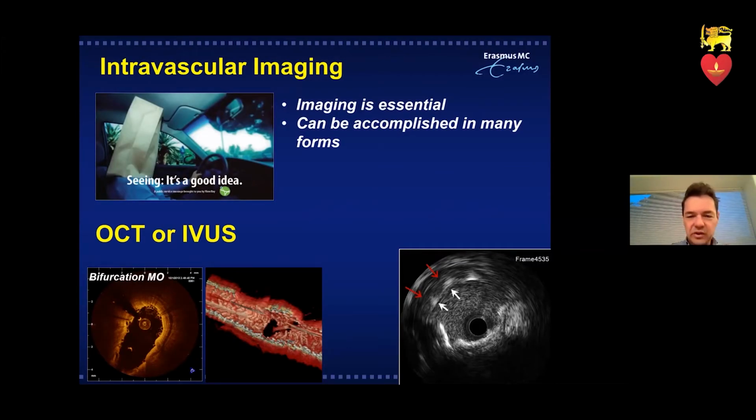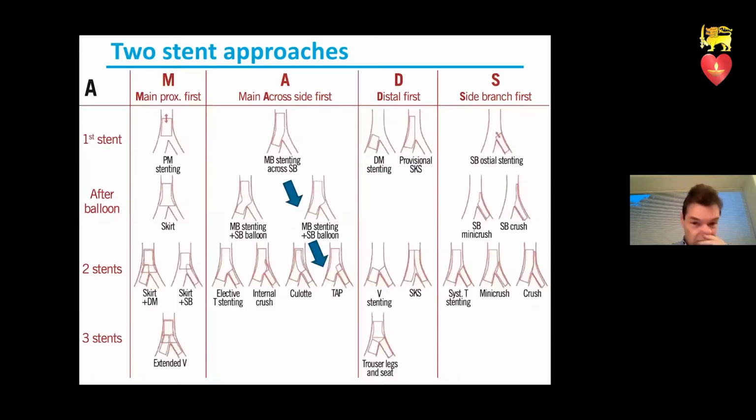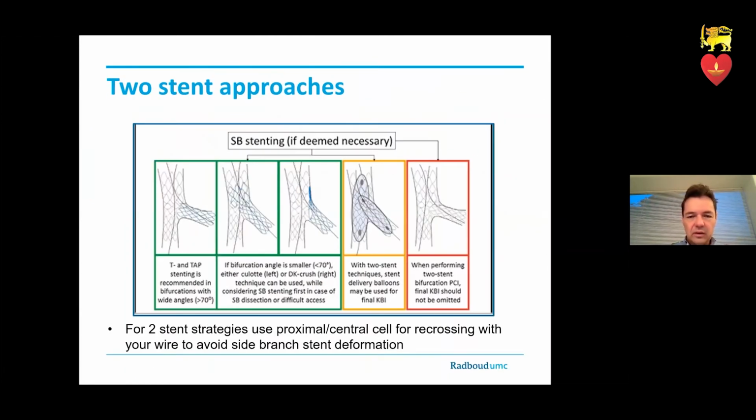I can continue. I want to show you a demonstration of a two-stent approach: main across first, and then to complete with a TAP. That's usually, if you have to bail out, the most frequently used approach. We can also discuss DK crush, but that's less frequently done.